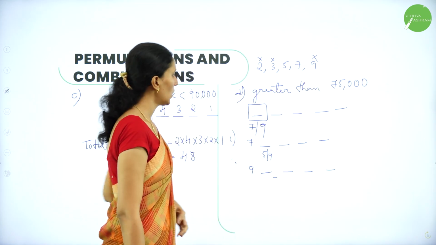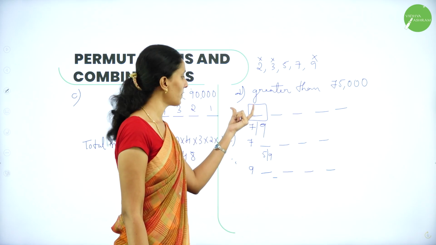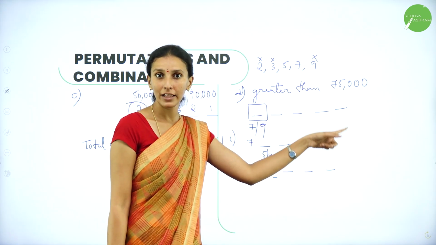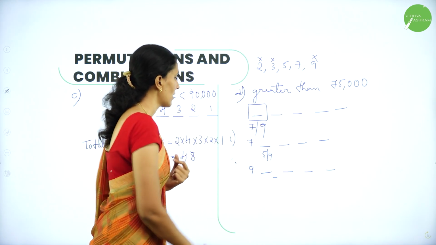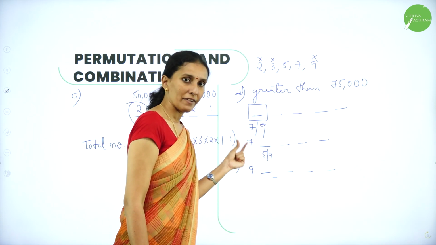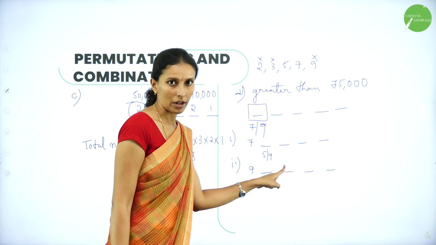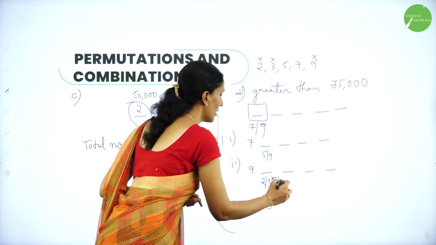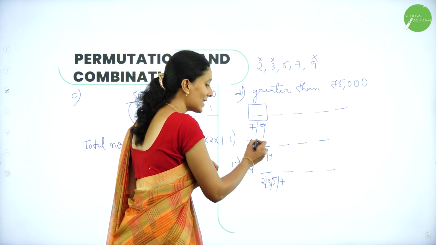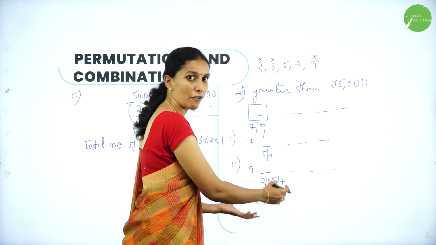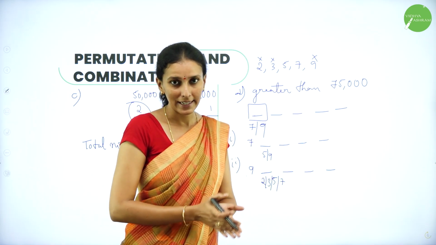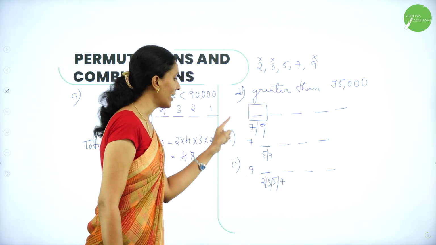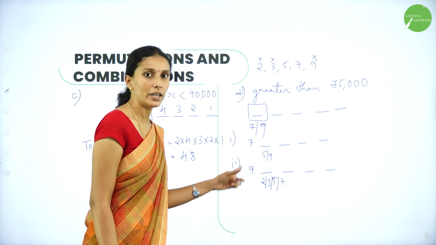So my restriction is in the first place because it can take only 7 or 9. One more restriction is in the second place, that it must be greater than 75,000. So what happens? If I start with 7, I have only 2 choices, 5 or 9. If my first choice is 9, then I can choose 2 or 3 or 5 or 7. So I have 4 choices. When 7 is taken, I have only 2 choices, but when 9 is taken, I have 4 choices. Therefore, I cannot take them simultaneously, so I have to split this question into 2 cases: the first case when the number starts with 7 and the second case when it starts with 9.